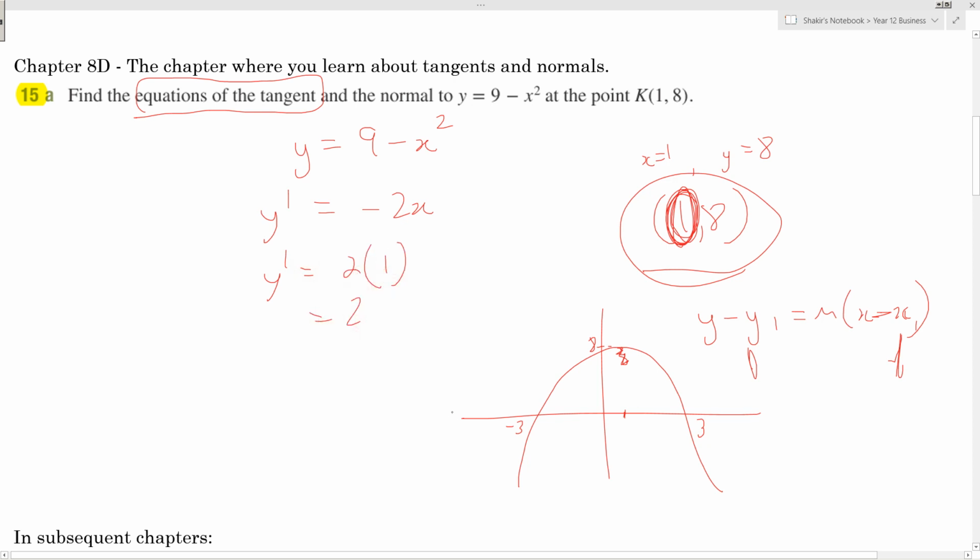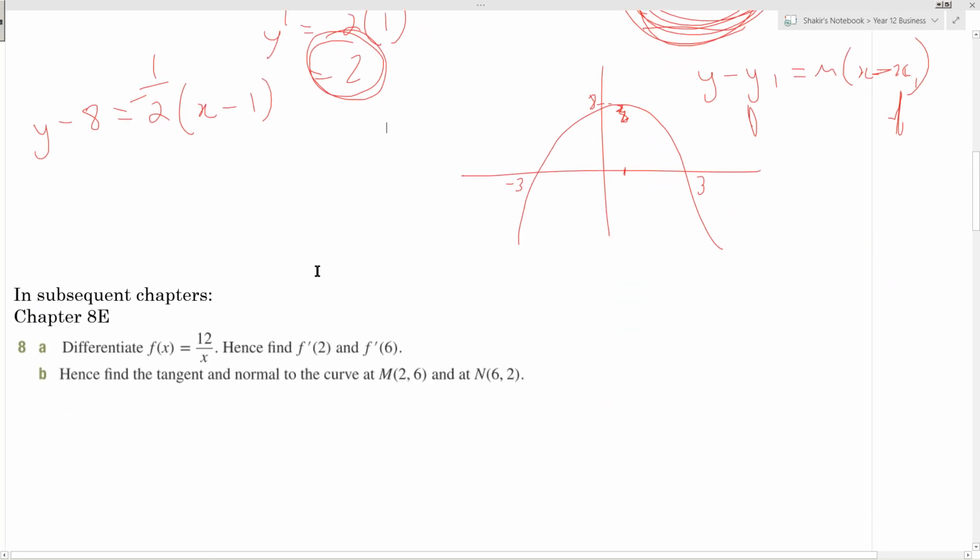The gradient is negative 2. So the equation of the tangent is simply y minus y1, which happens to be 8 here because our point is (1, 8), is equal to the gradient times (x minus 1), and I'm done, that's it. And if I had to find the equation of the normal, well, the gradient of the tangent, which is negative 2 here, the gradient of the normal would be the negative reciprocal, positive half. And I'd literally just write 1 over 2, and that's it. I'm done. That's the equation of the normal.